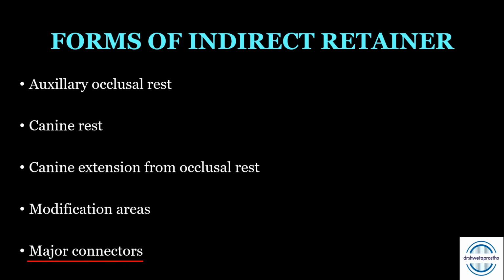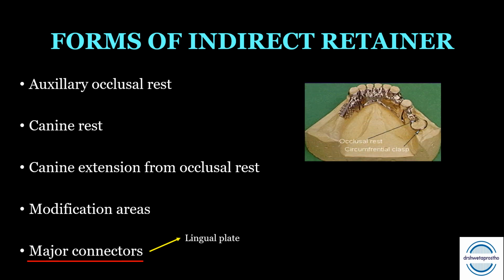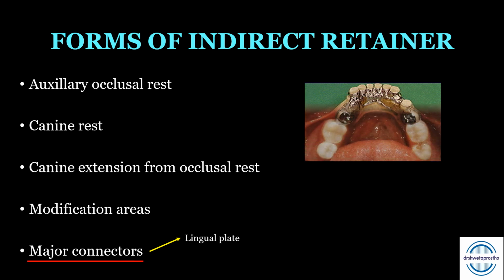Last are the major connectors. The lingual plate in the mandibular arch acts as an indirect retainer. Technically, they are not indirect retainers as they are given on the unprepared surfaces. If we give a terminal rest with them, then they act as indirect retainers, though partially. They also distribute the stress and splint the weak anterior teeth. They are the only option when we don't have strong teeth for placing the indirect retainers.